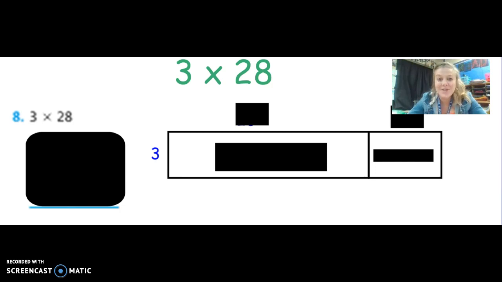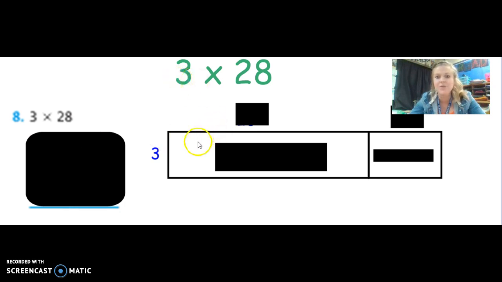Today in class, students are focusing on multiplying two-digit by one-digit numbers using the area model. Now, we will have many different ways to solve multiplication problems throughout this unit, but today we're really focusing on using this area model. So our two factors today are 3 by 28.